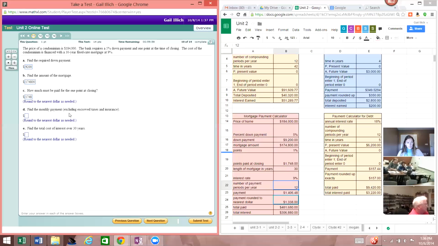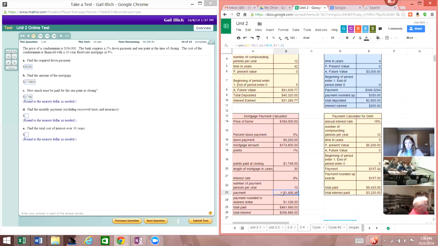The monthly payment rounded to the nearest dollar. So right here, there's the payment formula. Wait a second. Yeah, that's the one that we have to change ourselves. Oh, okay, very good, very good.